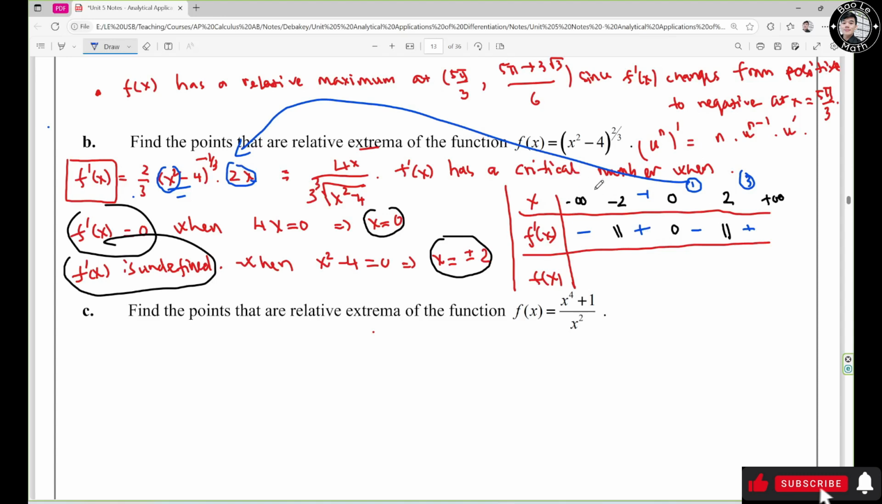And last one, you substitute negative 3. Right, so it would be 9. 9 subtract 4, it would be positive. And this one is negative 6, so it becomes negative, right?